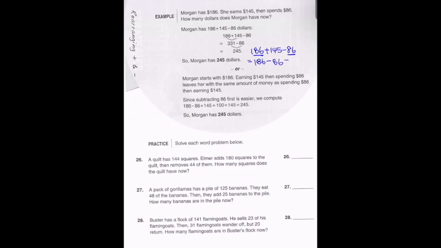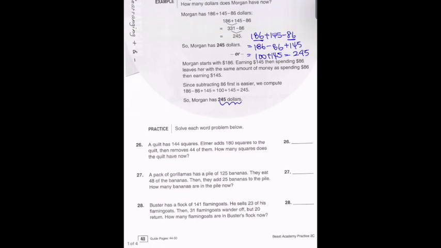Since 86 is repeated, if we rearrange the equation to 186 minus 86 plus 145, we know that 186 minus 86 is equal to 100. So that is going to give us 100 plus 145, which gives us 245. And so we can easily know that Morgan has $245 right now.